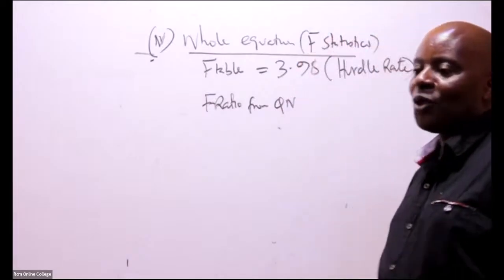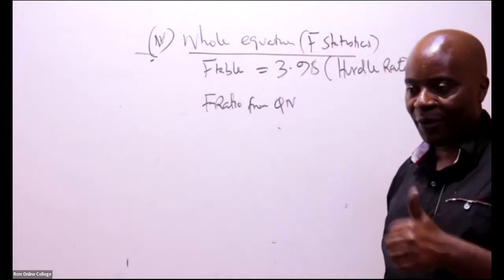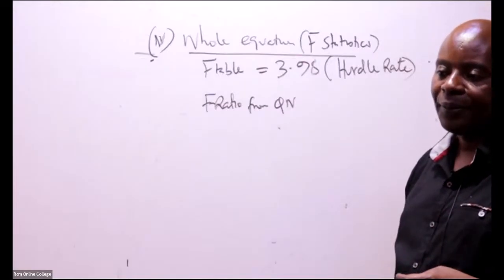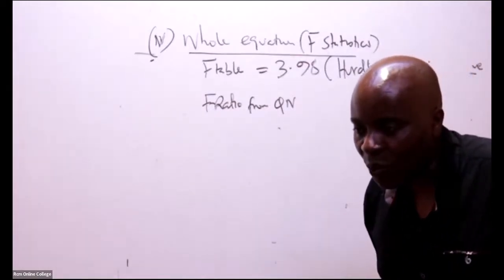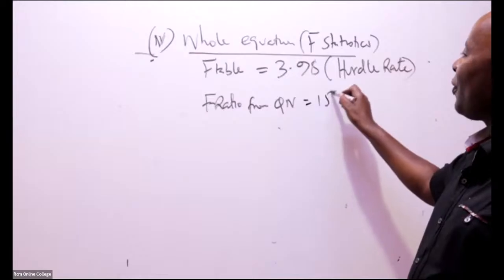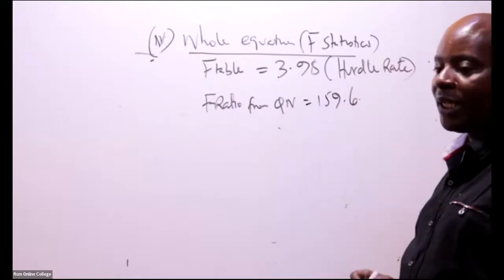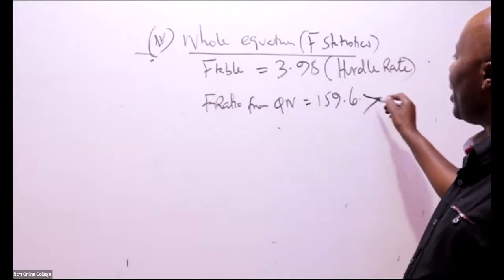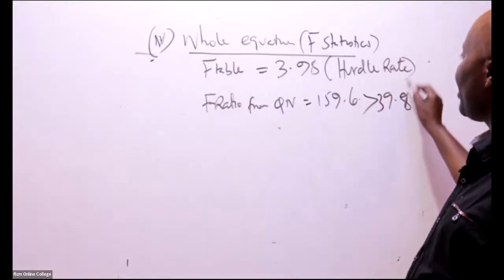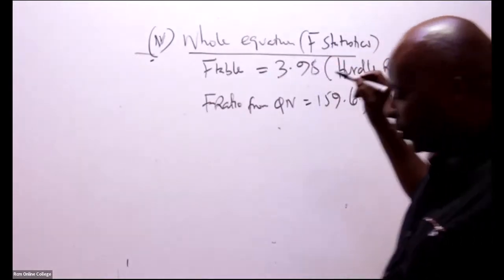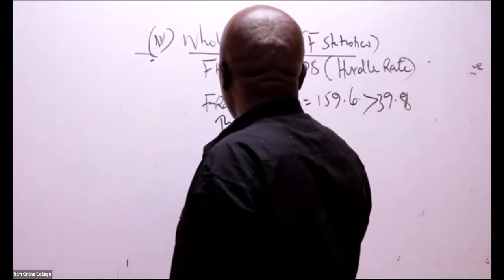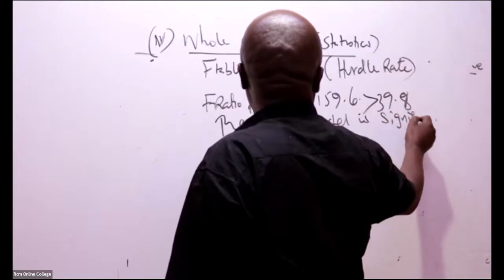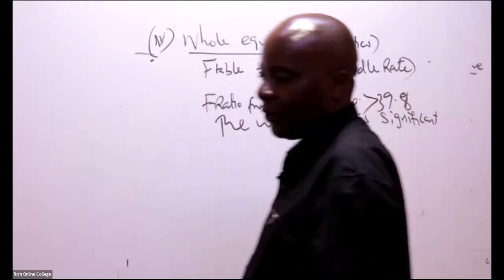Yes, so in this case you compare the hurdle value that has been given to the F ratio from the question. Somebody is giving us 159.6. So in this case, is the model significant or not? It is more than the 3.98, meaning that the whole model is significant.